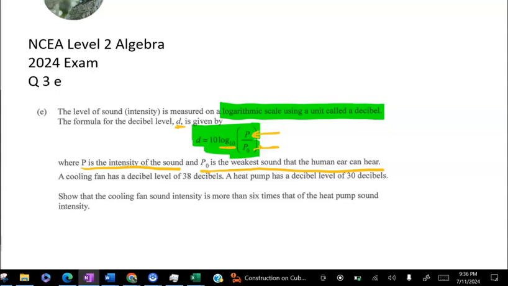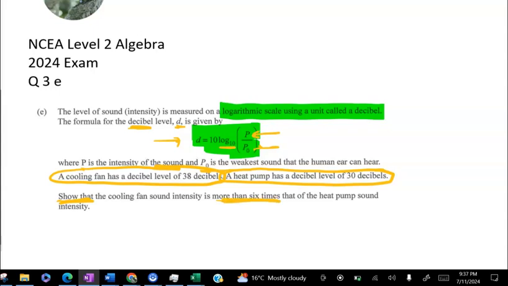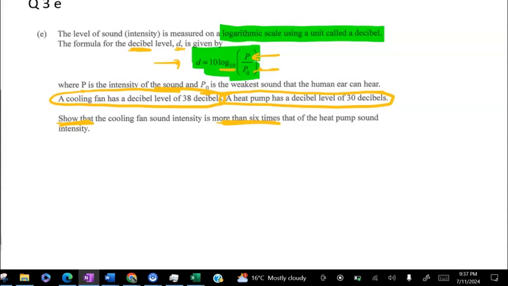And we've got two things that we're comparing, right? We've got a cooling fan, which has a decibel level of 38, and we've got a heat pump with a decibel level of 30 decibels. And we have to show that the cooling fan sound intensity, which means the decibels using this formula, is more than 6 times that of the heat pump sound intensity. Okay, so let's just take a look at our formula. D is equal to 10 log to base 10 of P over P naught.